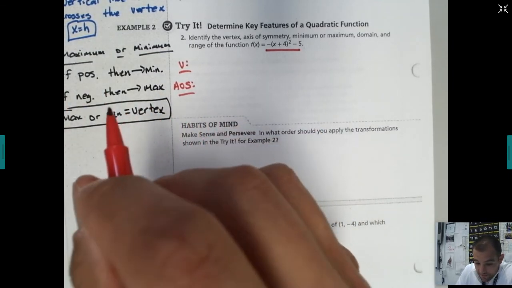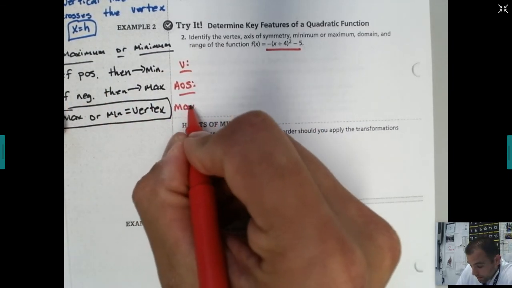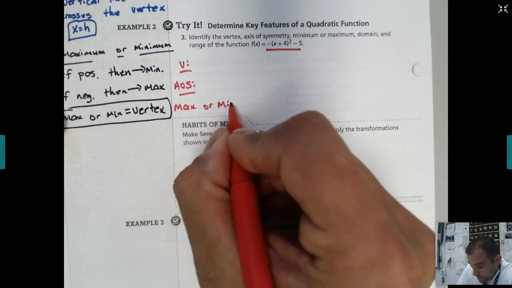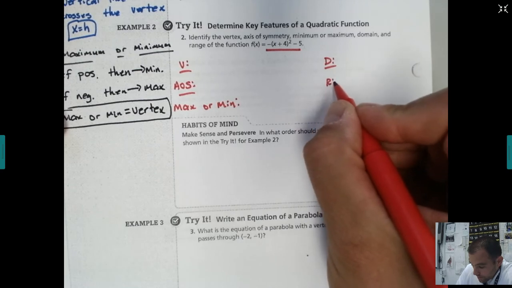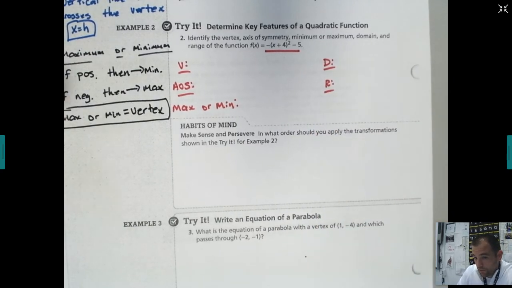We need to figure out, does it have a max or min? Max or min. And then it also wants to know what's the domain and what's the range. All right? So we're going to find all these things.